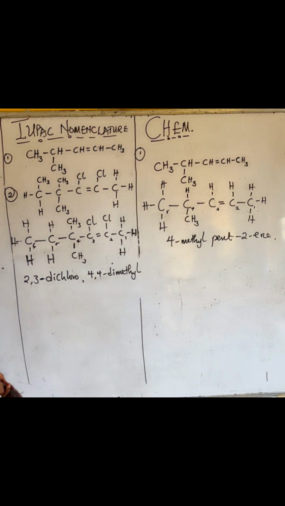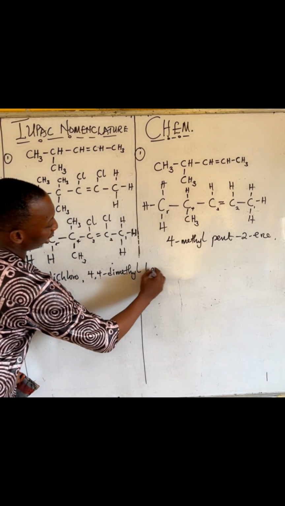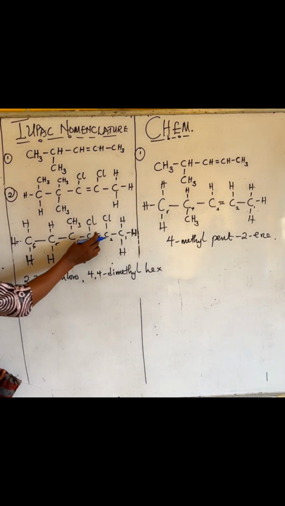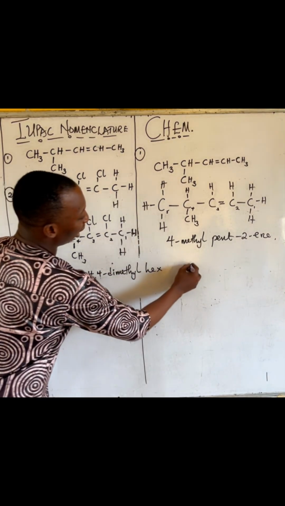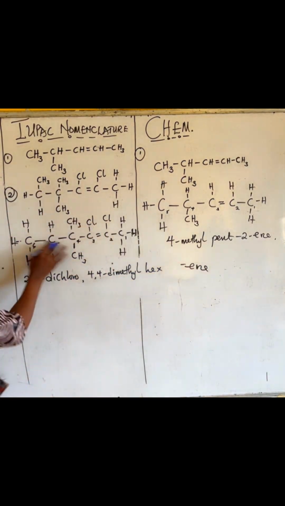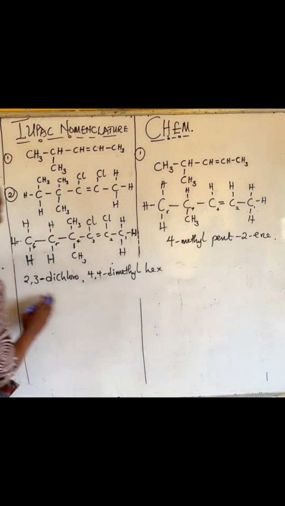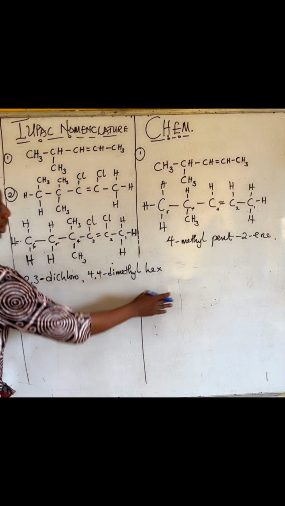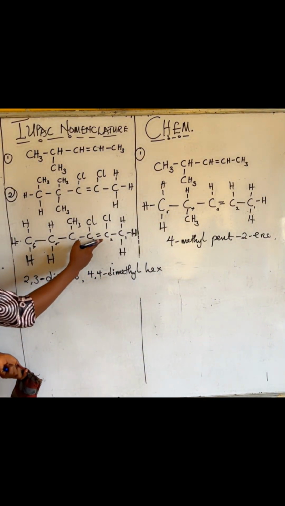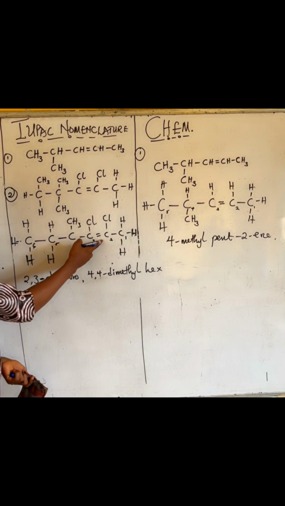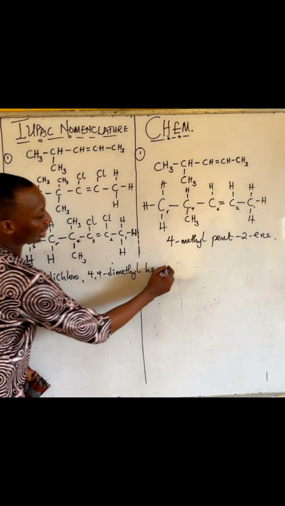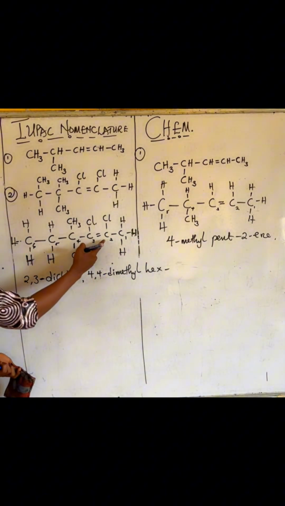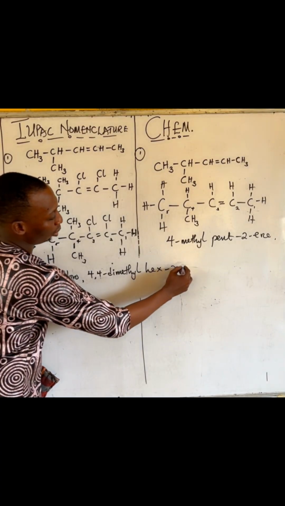6 carbon is hex. Now because of the presence of this double bond here, this compound is going to have an ending in ENE. This is an alkene now. So that's 2,3-dichloro-4,4-dimethyl hex. Now you need to tell me the position of the ene in that structure. The ene is on the second carbon. That's 2,3-dichloro-4,4-dimethyl hex. Now where is the position of the ene? It is on the second carbon. Hex-2-ene.